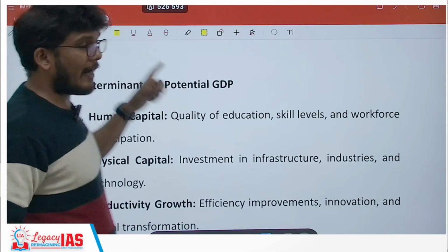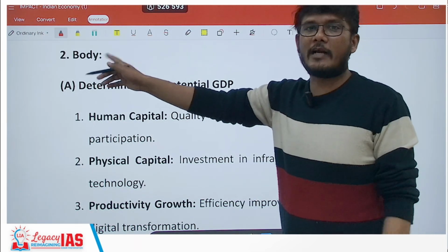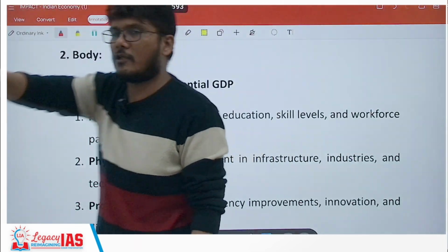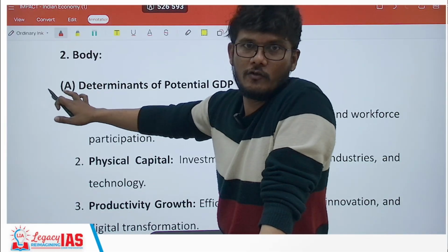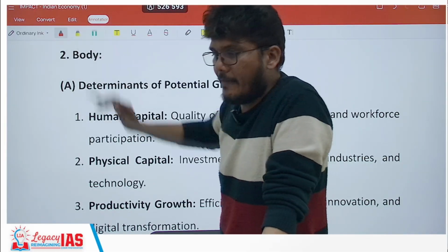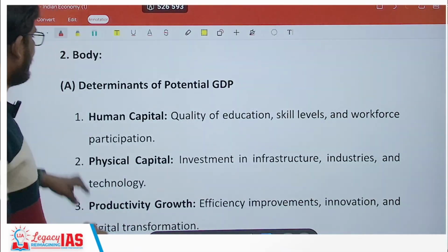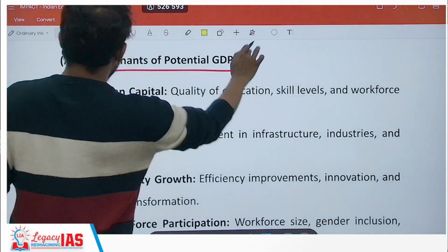See, in the first part, in the introduction part only I have included that, because introduction and the definition will become one and the same. That is why I have not included the definition in the main body part. I hope that's very clear. So next is the determinants of the potential GDP.